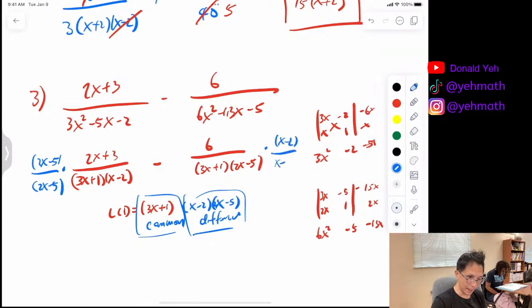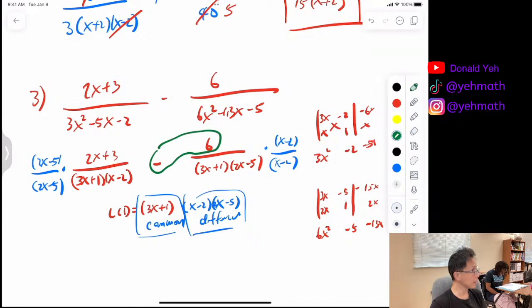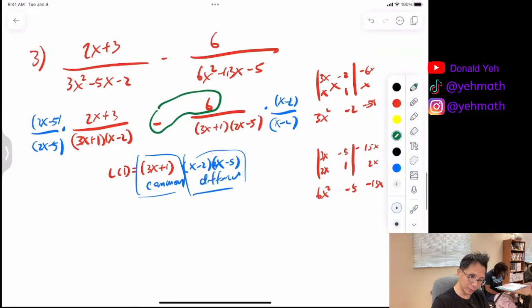Good. Now, I will say most people will get down to here, no problem. But the biggest problem is right here. This is negative 6. The negative 6 is going to distribute to all the terms behind it. So don't make a mistake there. So that's going to give you 4x squared.